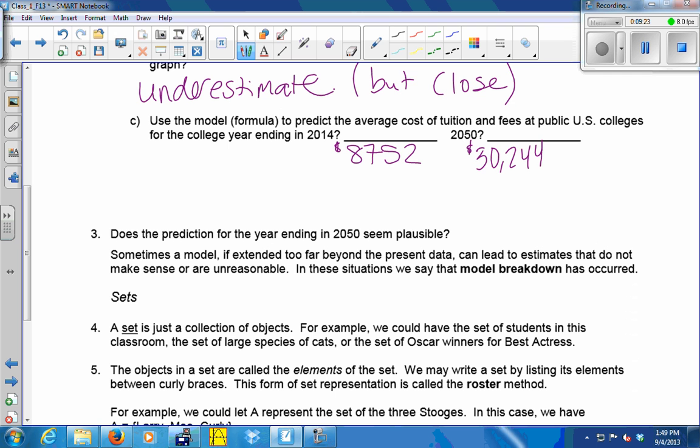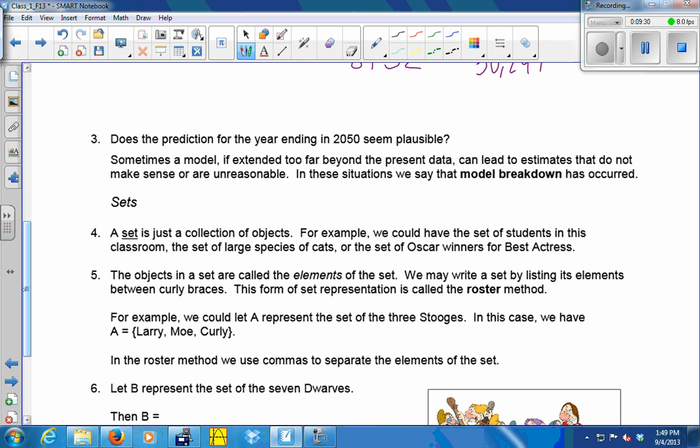Not excited about paying for kids to go to college. Okay, so does the prediction for the year 2050 seem plausible? Why not? You think we broke the function? So the function is not giving me a good prediction. 2050 is too far away from the data that we're looking at to be able to use it accurately. Yeah. Okay, so that's good.